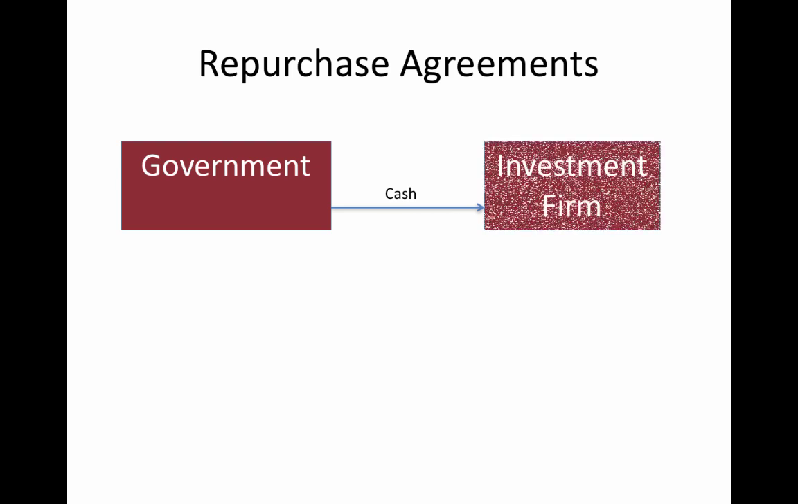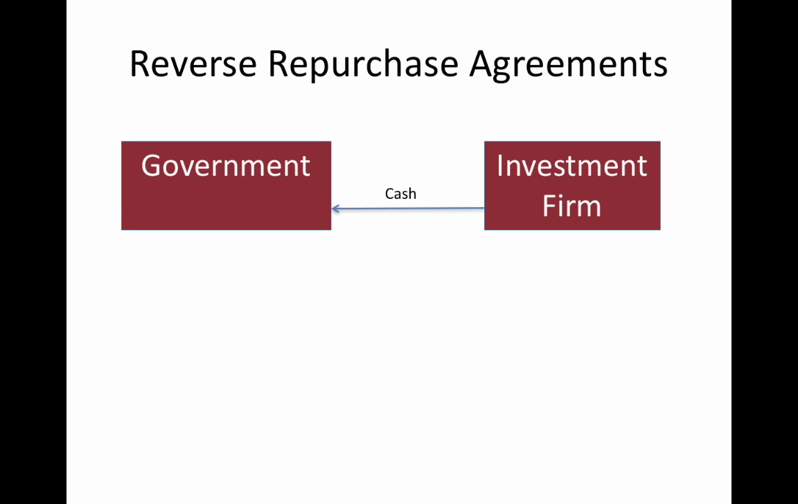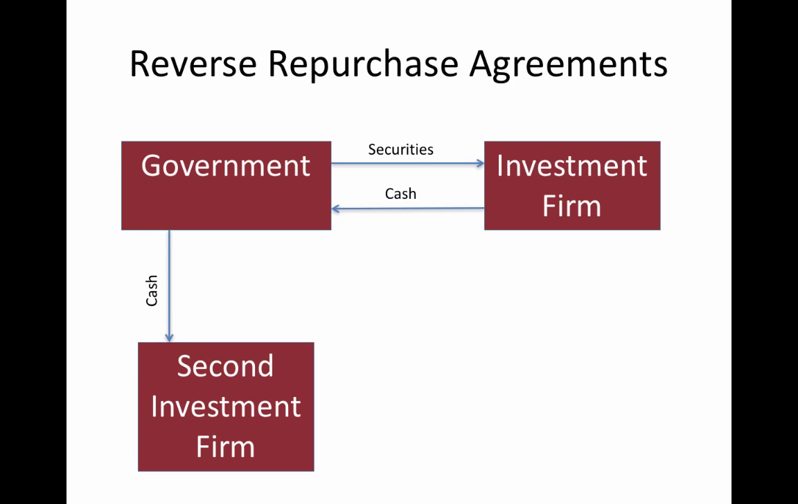So, if you want to look at this visually, in a repurchase agreement, the government's giving cash to the investment firm, which gives it the securities, and then later on, the investment firm has to purchase those securities back from the government. And in a reverse repurchase agreement, the government is getting cash from the investment firm and giving them some particular securities, and then the government takes the cash and makes a separate investment with it. So it's betting that this second investment it makes with that cash is going to bring in more money than it will need to repurchase those securities at that future date.